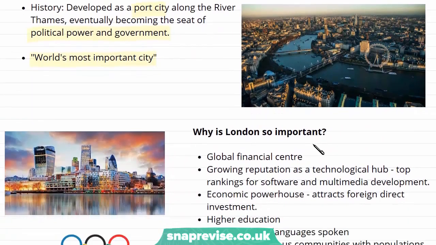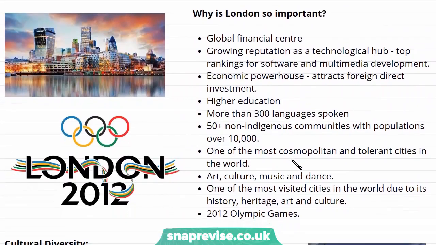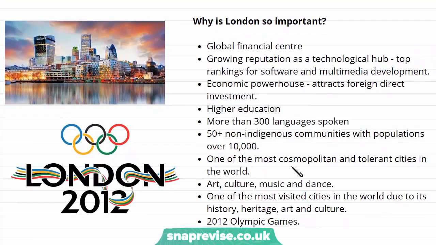So, why is London so important? Well, London is firstly very important because it is a global financial centre. So here we have a lot of business that has its headquarters located in London, which makes it a financial centre. Lots of the biggest businesses in the world have their headquarters here. Also, it has a growing reputation as a technological hub, and it also has at the same time top rankings for software and multimedia development as well.